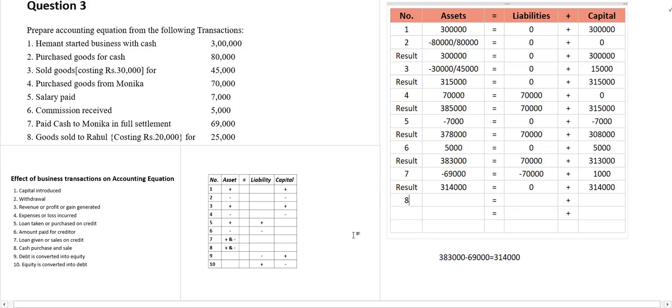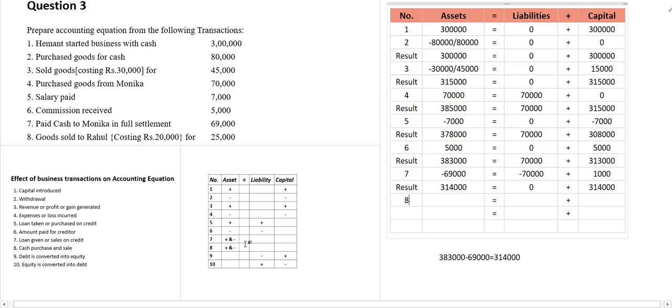Let us go for transaction number 8. Goods sold to Rahul, cost 20,000. Once again, we sold it for how much? For 25,000. Goods sold to Rahul. How did we sell the goods? We sold on credit. Right? Loan given or sales on credit. We sold goods on credit. It is sold to Rahul, and the words cash paid or received are not mentioned, which means we sold to Rahul on credit.